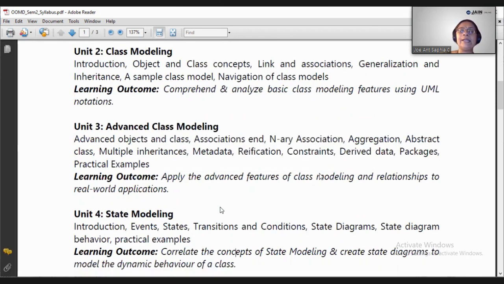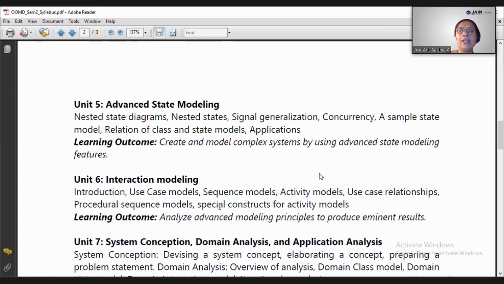State models tell about the transition of events from one state to another, that is, how a class moves from one state to another. When a class changes from one state to another, there will be changes in its properties as well as its features. How we depict that, and how the state diagram is helpful in that, is state modeling. Then comes advanced state modeling.